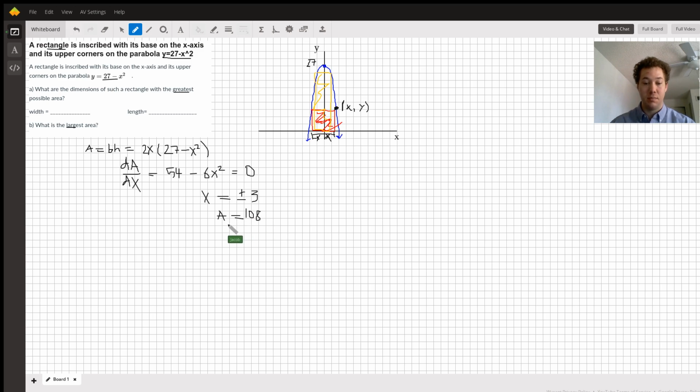Now the base of the rectangle is just this 2x portion. So if we plug in 3 into the 2x, we'll get the base is equal to 6. And same thing with the height. The height is going to be equal to, plug the 3 into the height portion, which is the 27 minus x squared. So 27 minus 3 squared, 27 minus 9, we get 18.